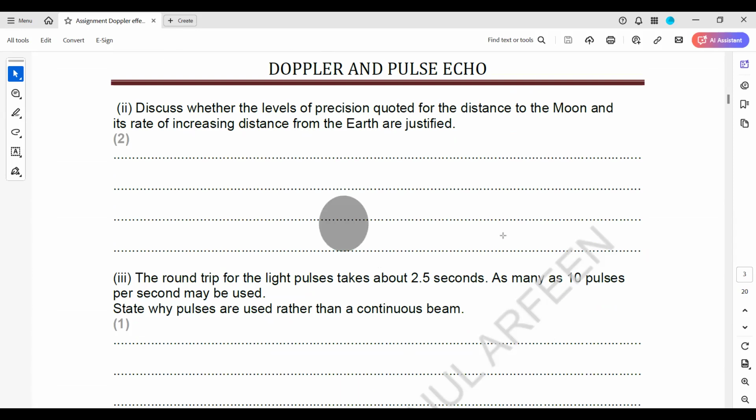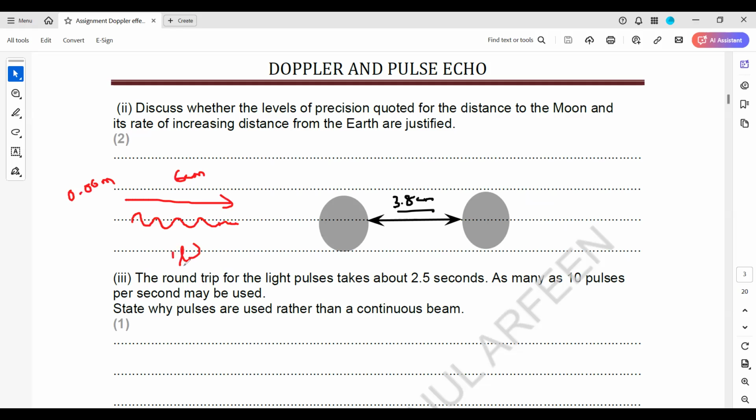So the moon is here. Now this is a new position of the moon, and this distance after 1 year is 3.8 centimeters. And we are using a pulse. In the last question, we calculated the length of the pulse. The length of the pulse we used was 6 centimeters or 0.06 meters. Is this length of the pulse okay to measure this 3.8 centimeter distance? Yes or no?